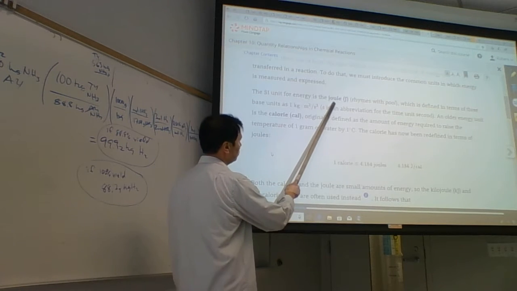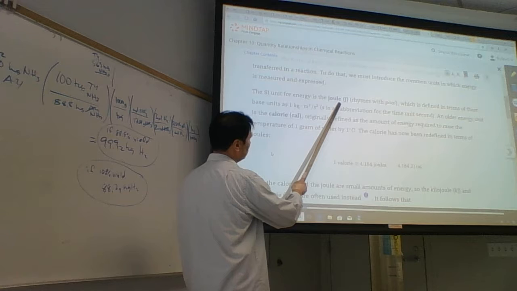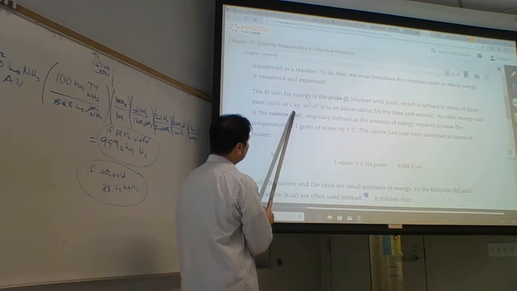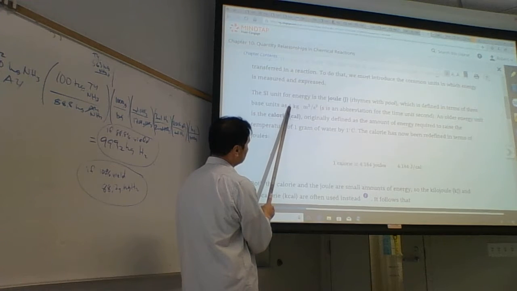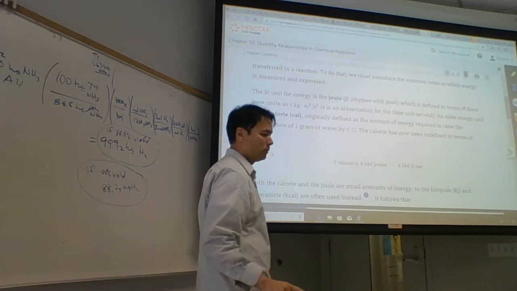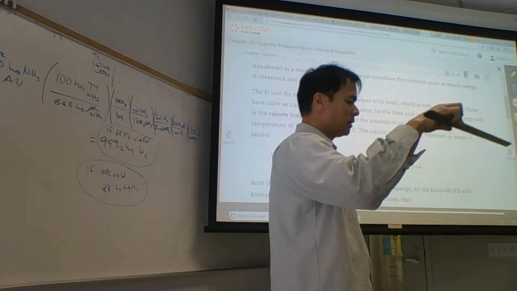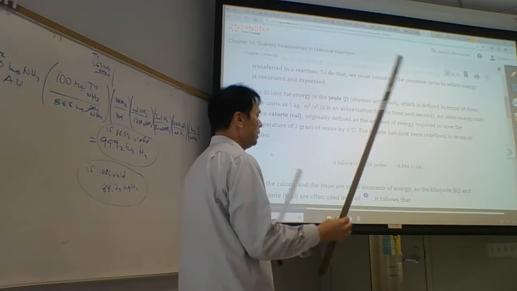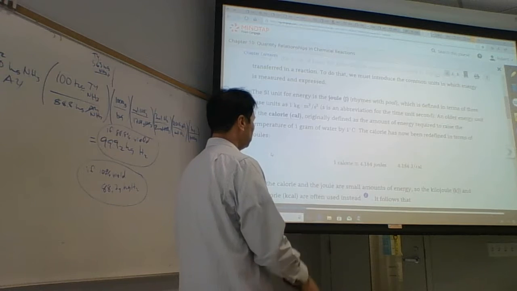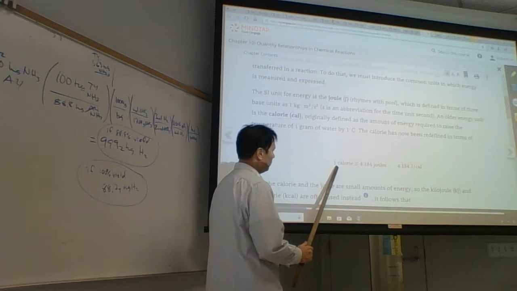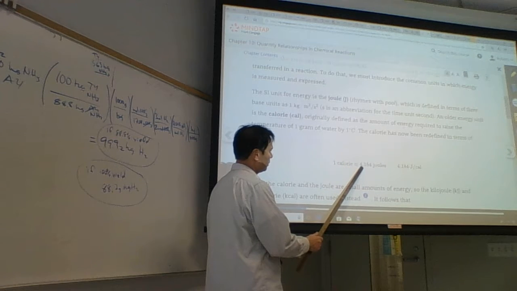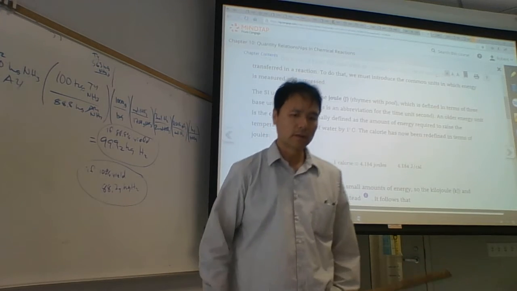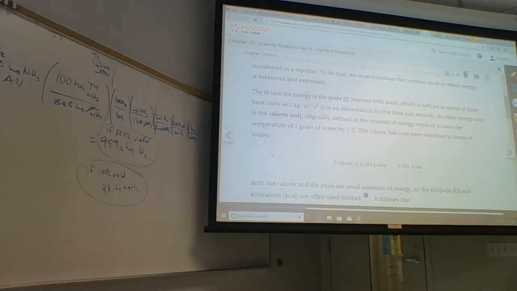Another common unit is the joule. In fact, the joule is more common. The joule has a physics definition, and the definition goes like this. If you take a kilogram weight and raise it by a meter against gravity, the amount of energy it takes is 1 joule. It turns out that in 1 calorie there are 4.184 joules. That's how we can convert from one to the other.